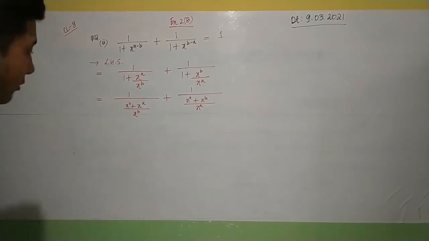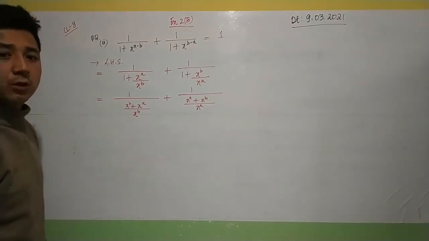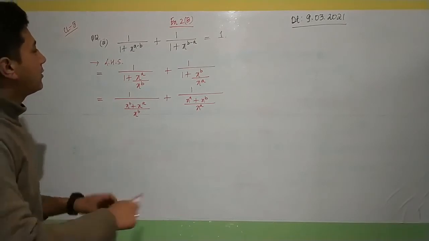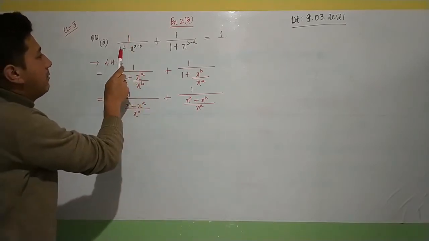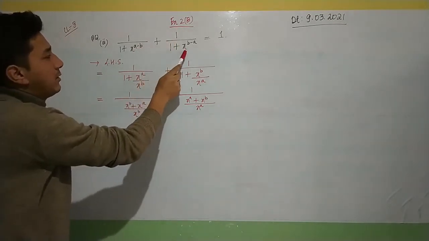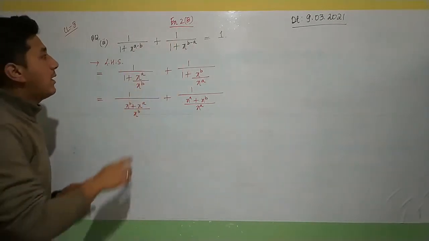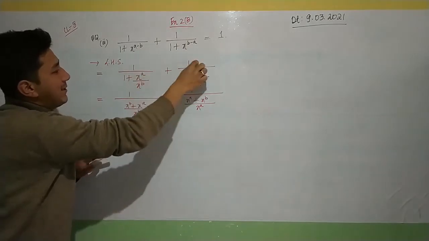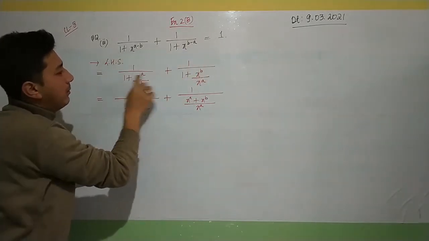And the next sum out here is question number 12 part 2. The question says 1 divided by 1 plus x to the power a minus b plus 1 divided by 1 plus x to the power b minus a. So now what happens out here? 1 and 1 keep it as it is. 1 and 1 also keep it as it is.